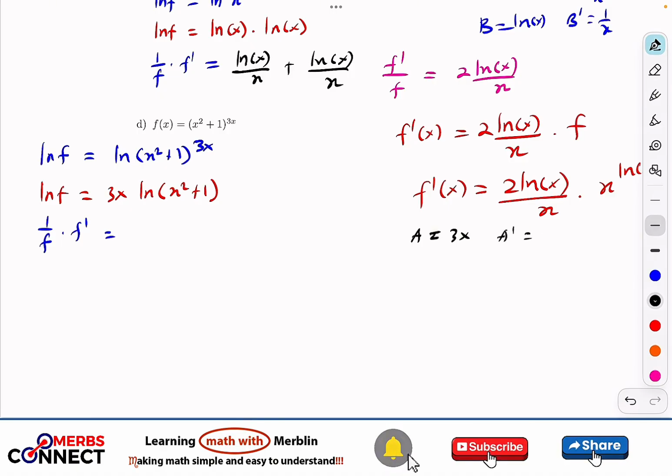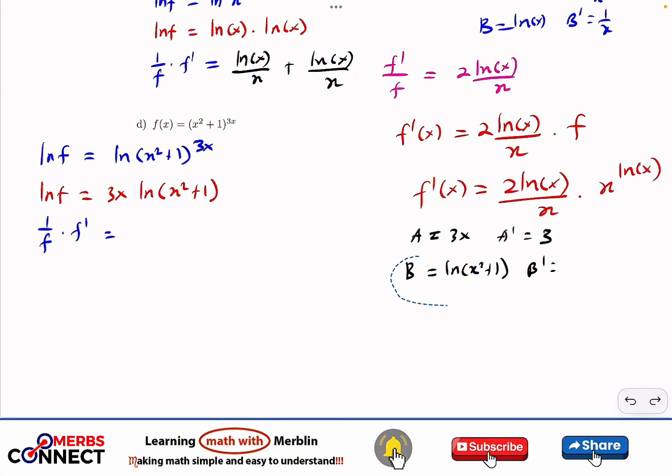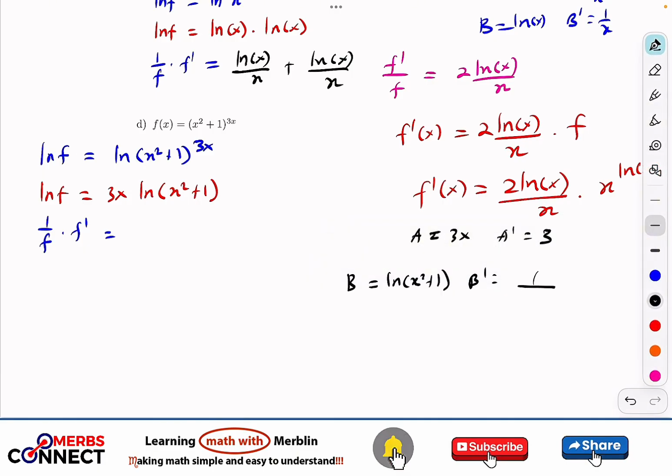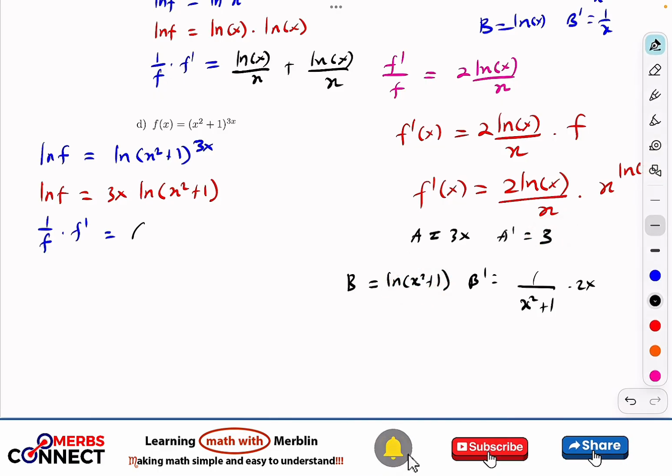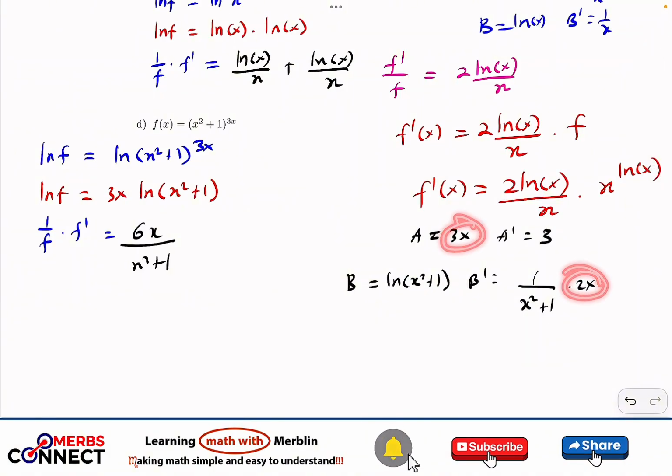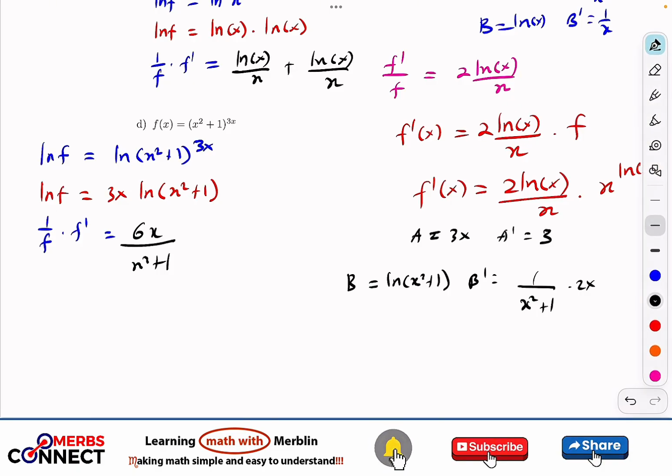3x. A prime will be equal to 3. B is equal to the natural log of x squared plus 1. So what should be b prime? Oh, b prime is going to be 1 divided by x squared plus 1, then we differentiate x squared plus 1 and get 2x. So this will multiply this and this will multiply that. So we are going to have 6x divided by x squared plus 1. So I multiply this by this, which is 6x squared. Okay, it should be x squared.